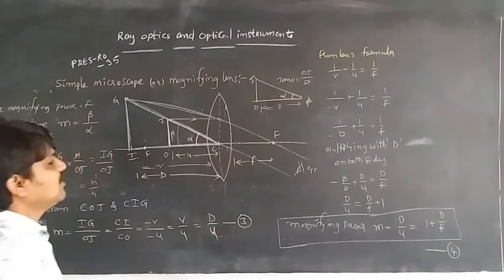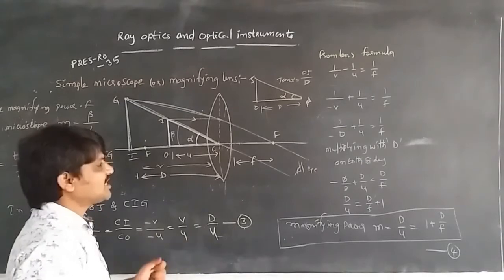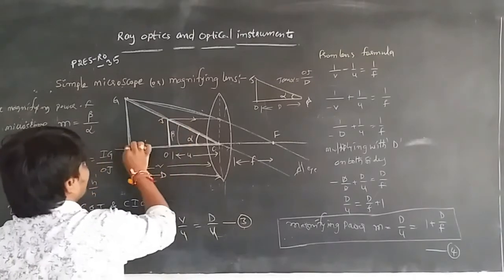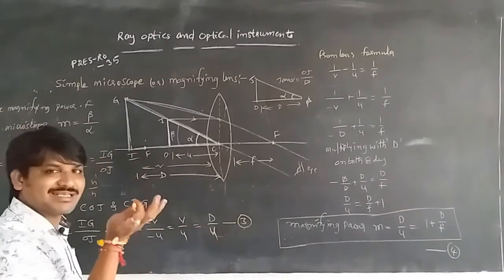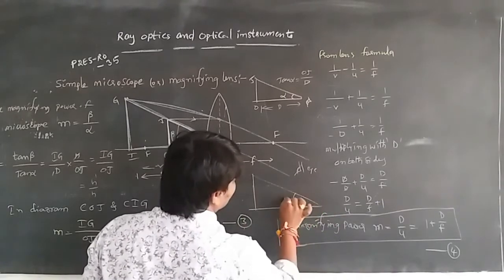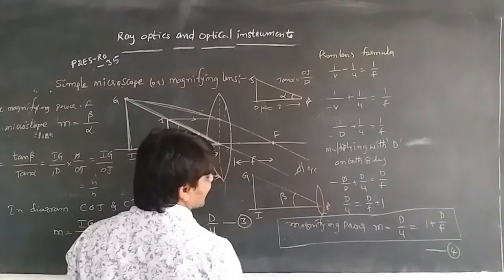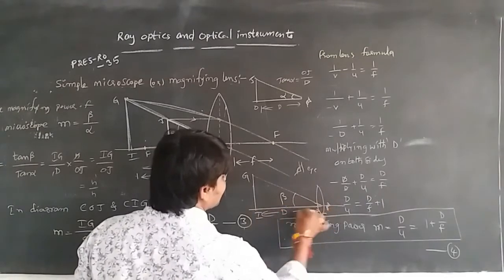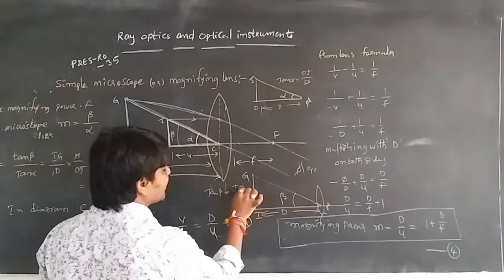Then when a single convex lens is placed and the object is placed between the optical center and focus, we get a virtual, erect and magnified image on the same side as the object. The visual angle of the magnified image will be beta when the convex lens is placed. The image is formed at a distance of D, so tan beta is equal to IG by D.